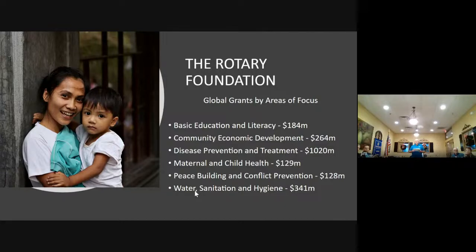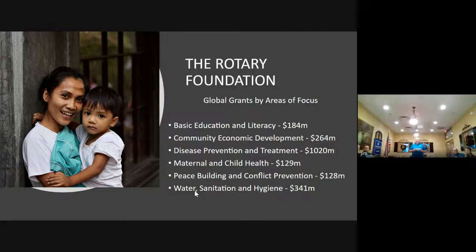Community economic development, $264 million. Disease prevention and treatment, $1.02 billion. Again, Polio Plus is the biggest component of that, although Rotary is now working, because of what they've learned through the Polio Eradication Project, on how to approach other diseases. Malaria is one that's coming up. At one point, they were spending a lot of time and effort looking at what they could do for Ebola vaccinations and things like that. So disease prevention and treatment is our biggest component.